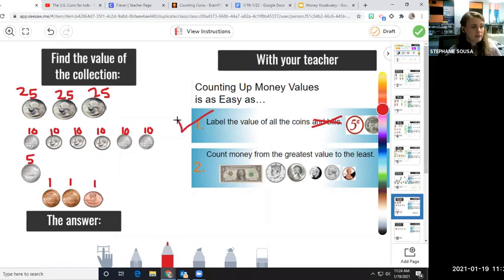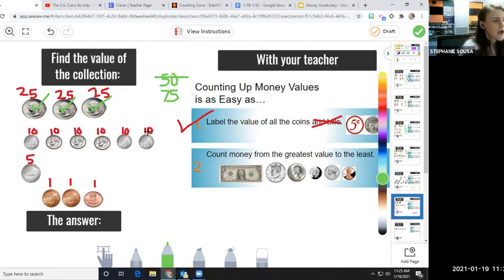Step 1, label the value of the coins. Done. Step 2, count money from greatest value to least. Here we go. I remember that 2 quarters is 50 cents. So that's my 2 quarters, 1, 2, plus another quarter of 25 cents puts me at 75 cents. Again, you'll start to recognize the patterns of counting coins more quickly the more we do it.